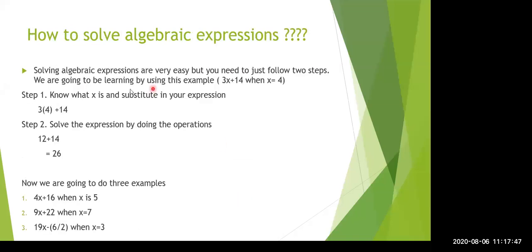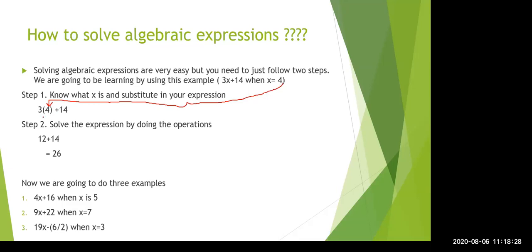Okay. So how do you solve algebraic expressions? Algebraic expressions are very easy. You just need to follow 2 steps. The first step, and we're going to use 3x plus 14 when x equals 4 as our example, is that we need to know what x is and substitute it into the expression. You can see right here that x equals 4. So we know what x is. Instead of writing x here, we're going to put 4, as seen here.